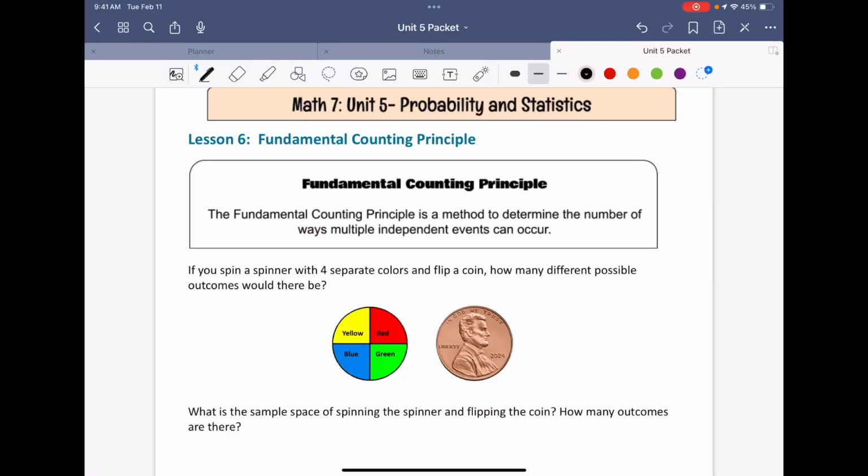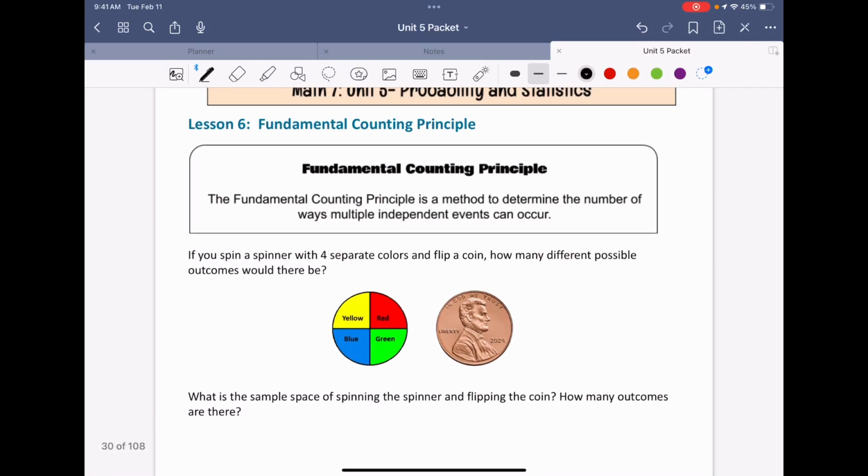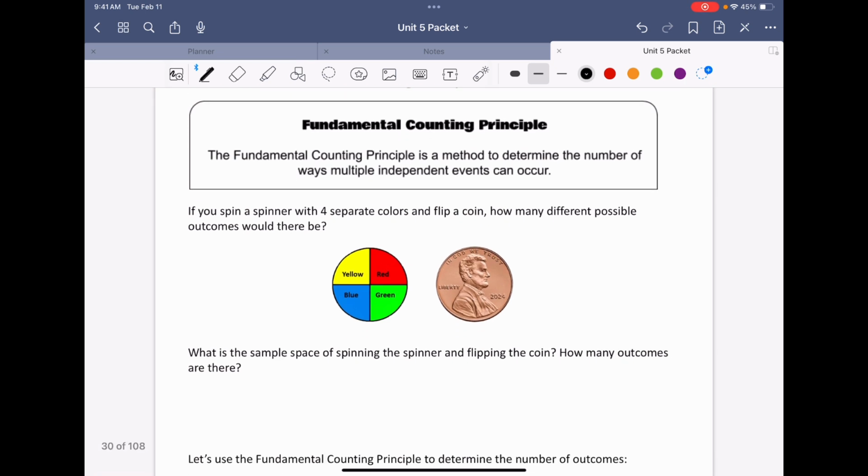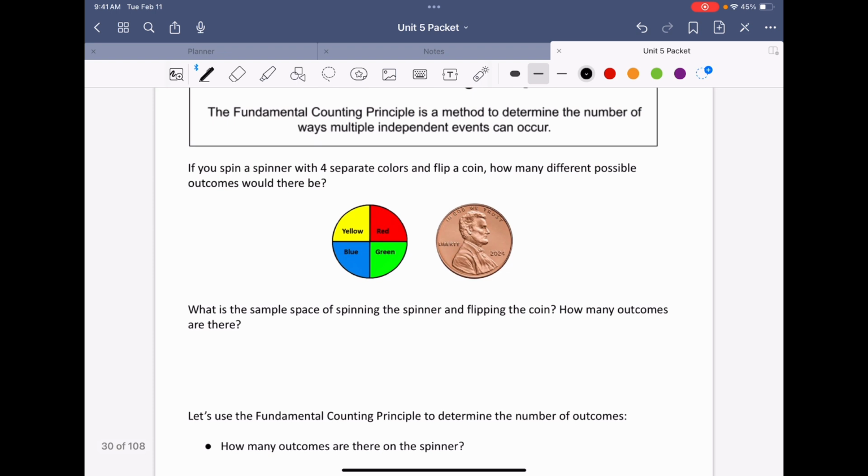This is lesson 6 on the fundamental counting principle. So the fundamental counting principle is a method to determine the number of ways multiple independent events can occur. So we're going to learn what this is and how to use it to answer some questions.